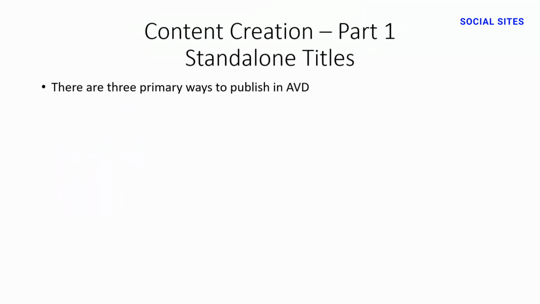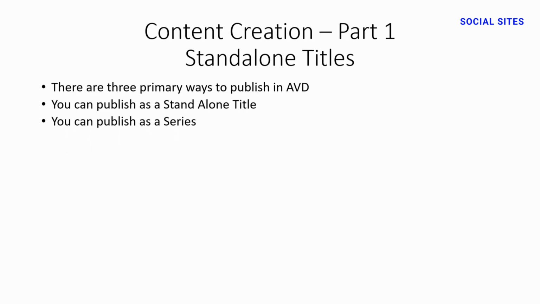And so we'll briefly discuss standalone titles. There are three primary ways to publish in Amazon Video Direct. You can publish as a standalone title, as we've just seen. You can publish as a series, and you can publish as a channel.